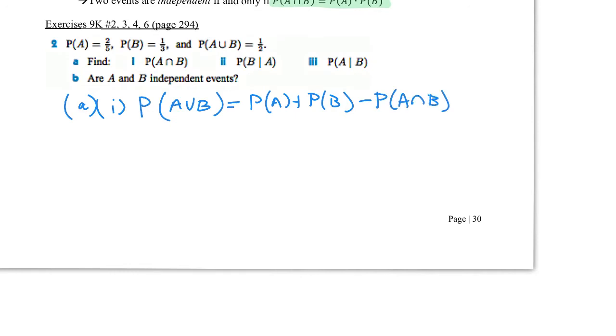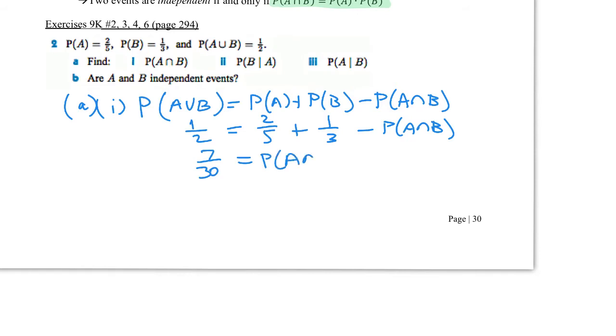So the A union B probability is 1/2. The probability of A is 2/5. The probability of B is 1/3. And then we can find that missing A intersection B probability. So to find that missing A intersection B probability, just do some math on your calculator, and you can end up with 7/30 for the probability of A intersection B.